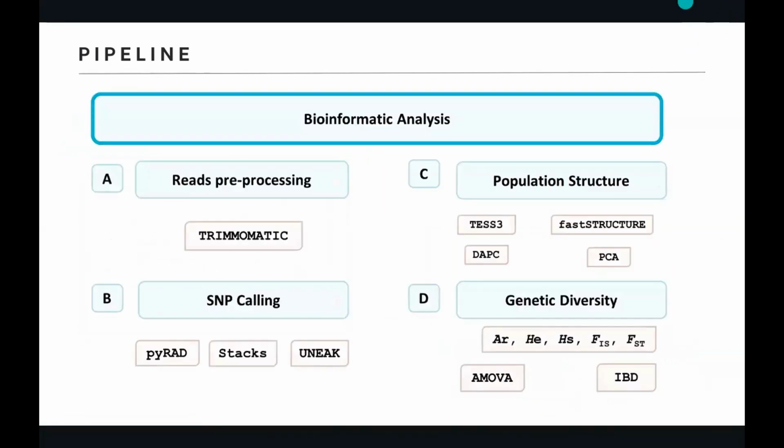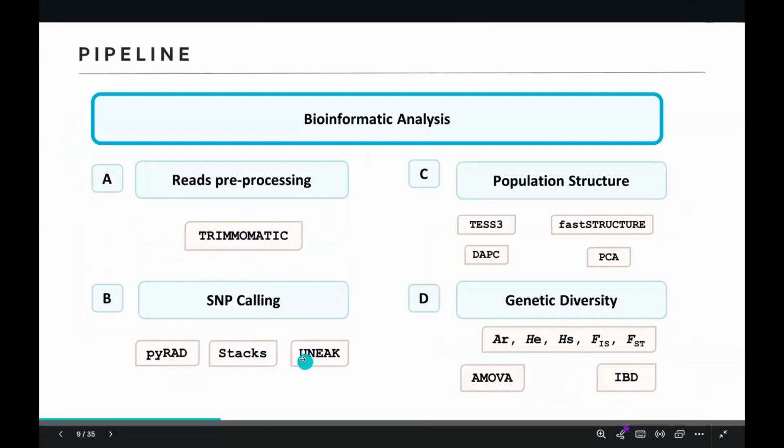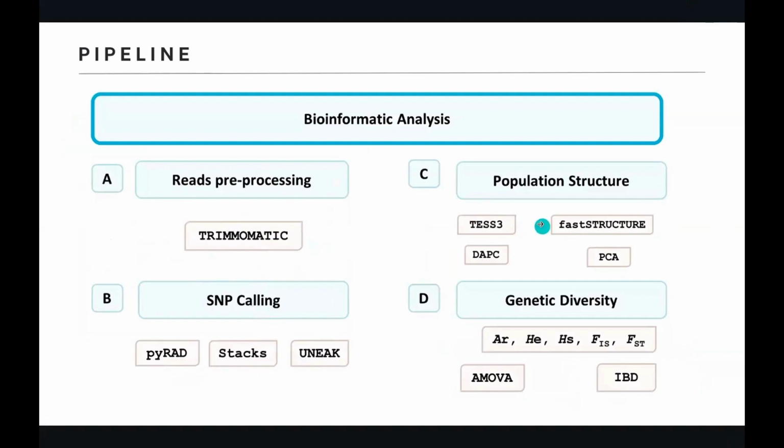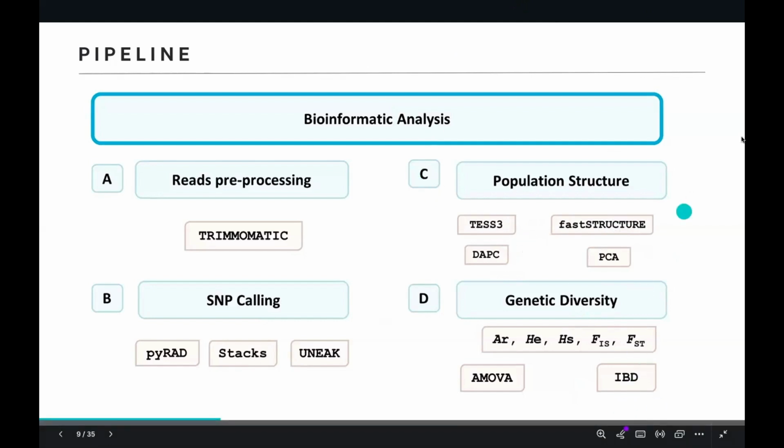The sequencing reads generated were analyzed following this bioinformatic pipeline. The low-quality sequences and adapters were removed using the Trimmomatic program. And for the SNP calling, we employed 3 different pipelines: PyRAD, Stacks, and Uneak. For the population structure analysis, we also used several complementary methods, including TESS3, fastSTRUCTURE, sNMF, and PCA. And then we analyzed the genetic diversity, the analysis of molecular variance, and the isolation by distance effects.